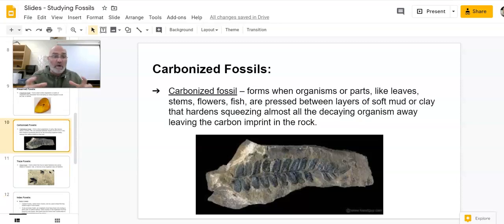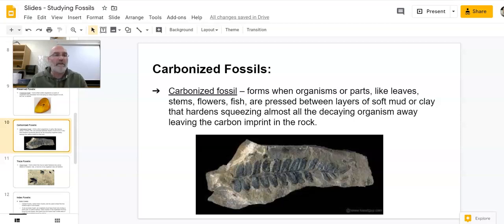So there are two other types of fossils that are worth knowing about. The first is called a carbonized fossil. A carbonized fossil forms when an organism is pressed between layers of mud and clay. And that clay and mud will eventually harden, and it will squeeze away most of the decaying organism and leave just a layer of carbon behind in the rock.